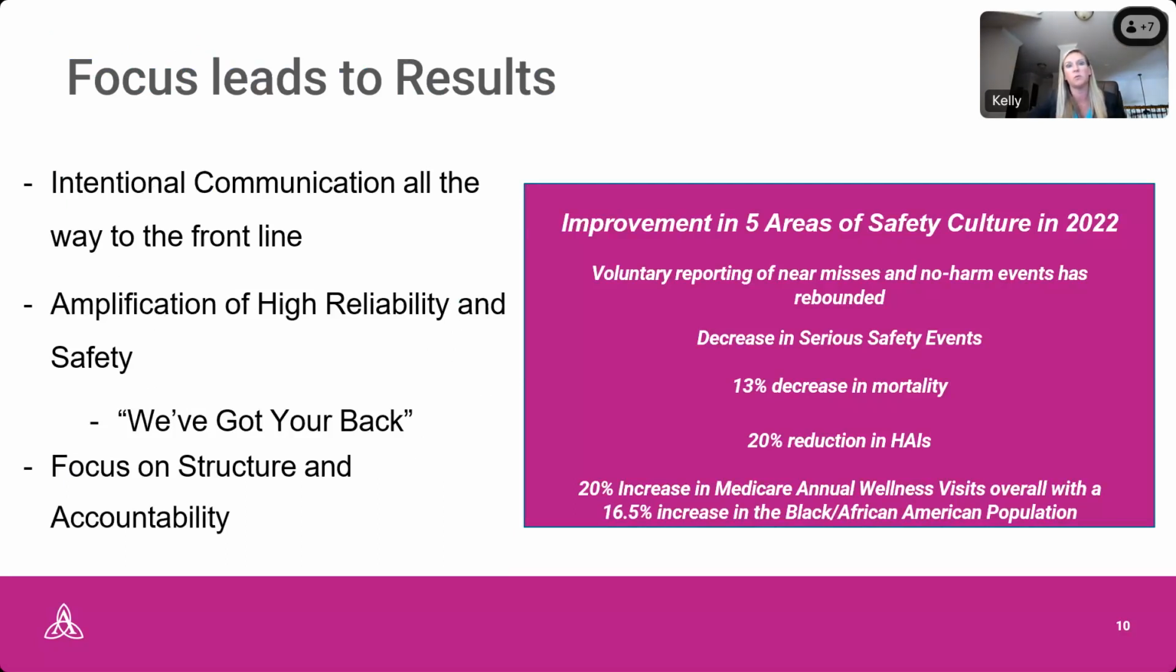So our voluntary reporting of near miss and no harm events has rebounded. Those took a significant decrease in and out of the COVID pandemic. We are seeing a decrease in serious safety events, a 20% reduction in healthcare associated infections. And then it's really neat to see for us, every single one of our quality and safety goals is stratified by an equity factor of some sort.